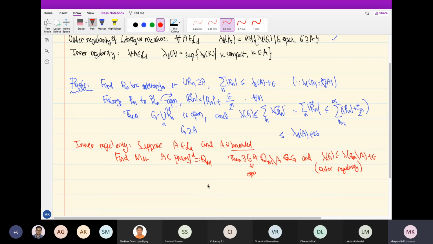If I take Qm minus G, I'll take that to be K. Okay, so this is firstly compact because Qm is compact and G complement is closed, so closed intersection compact is compact. So this is compact. K is contained inside of. So G contains Qm minus A. So where is Qm minus G? I say it is contained inside A.